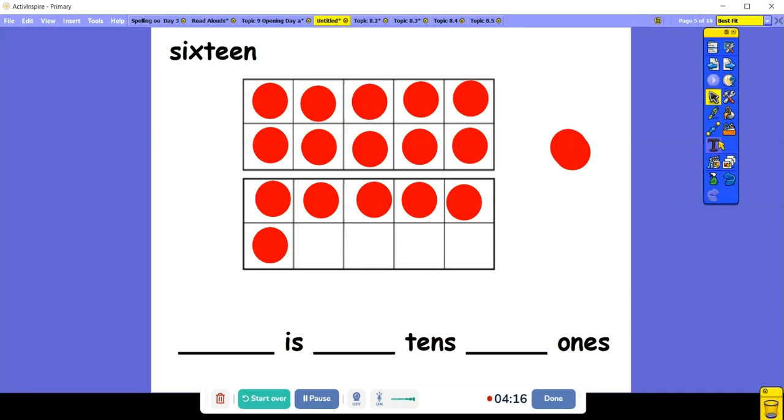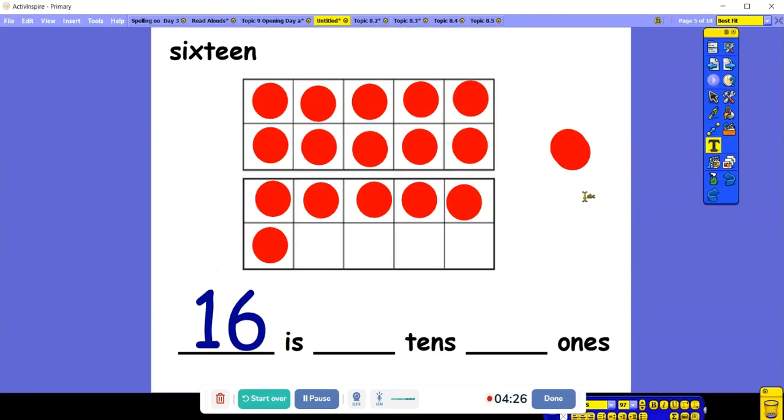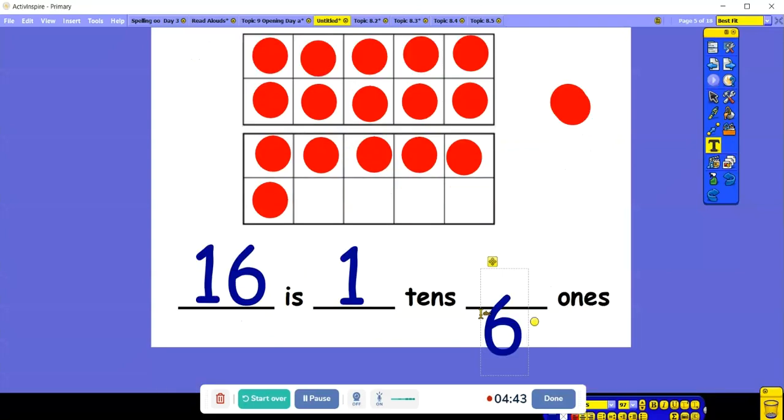Now we use what we've just done to fill in our sentence frame: blank is blank tens, blank ones. Our starting 2-digit number is 16. So 16 is how many groups of 10? We have one full 10 and blank ones, and these are our leftovers: 1, 2, 3, 4, 5, 6 ones. So now we have 16 is 1 ten, 6 ones.